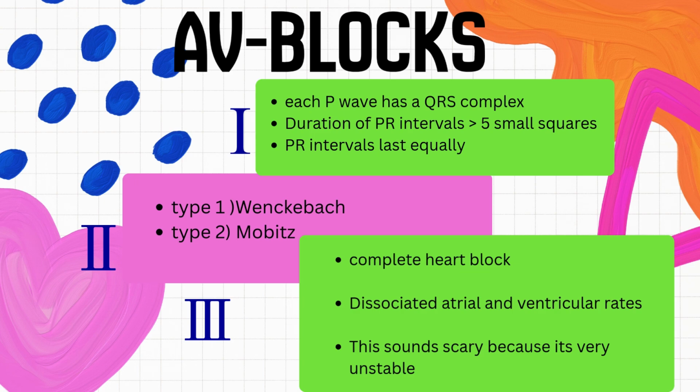Okay, AV block type 3 is also called complete heart block. In this case, because of total blocking between atria and ventricles, the atria and ventricles are beating separately. That's why we have dissociated atrial and ventricular rates. This sounds very scary, as AV block type 3 is very unstable.